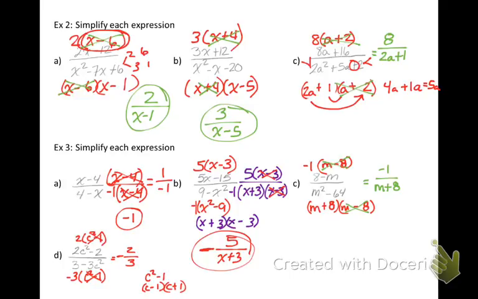Okay, so this is how I did D. I took out 2 and it's c squared minus 1. I took out -3. You could do it all at one time and switch it around, and then it's reduced to -2/3. All right, goodbye.